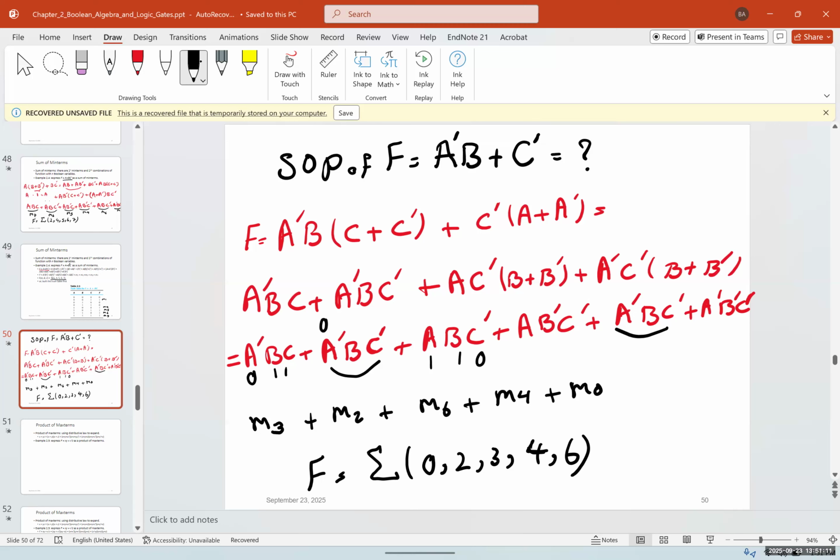And this is 0, 1, 0, so it's 2. This is 1, 1, 0. Again, 1, 0, 0, which is 4. 0, 1, 0, which is 2, and 0, 0, 0, which is 2.